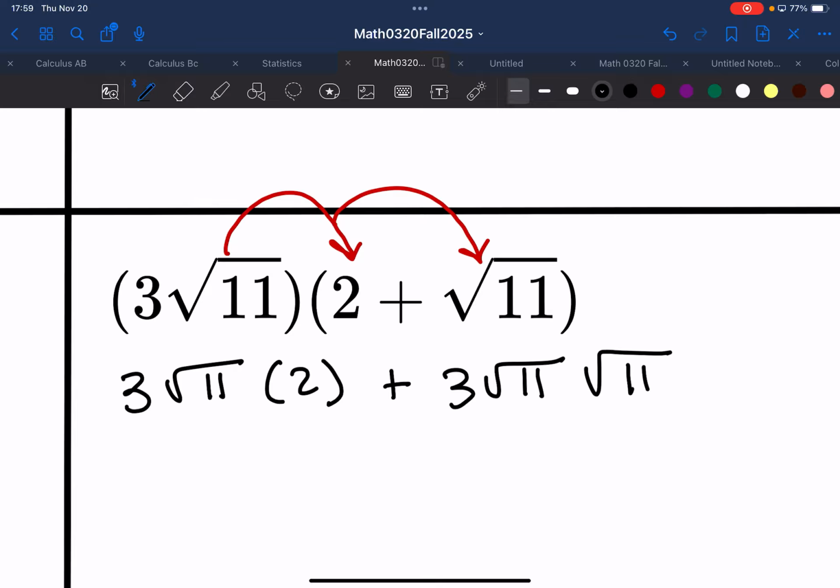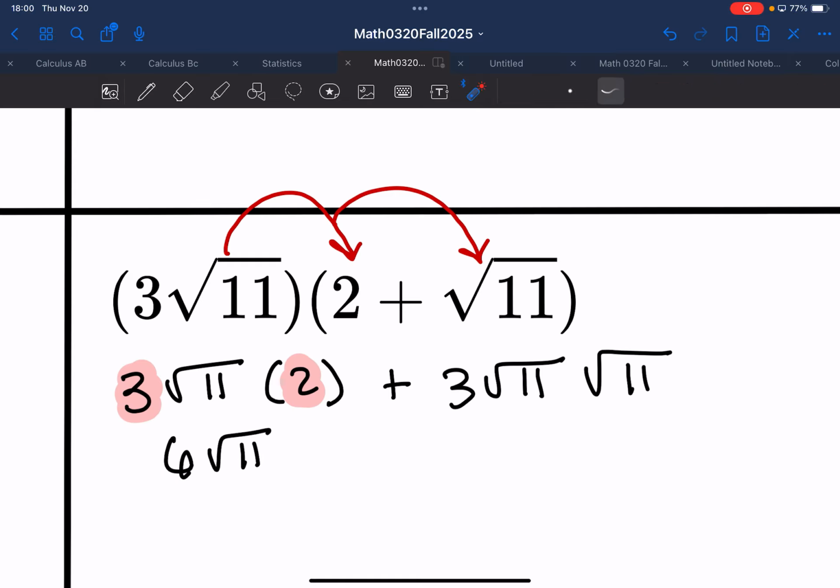Okay. So what we're going to do is we're only going to combine the ones that are in common. So for example, this 3 and this 2 are coefficients. So we can multiply them. 3 times 2 is 6. And then we bring down the square root of 11.